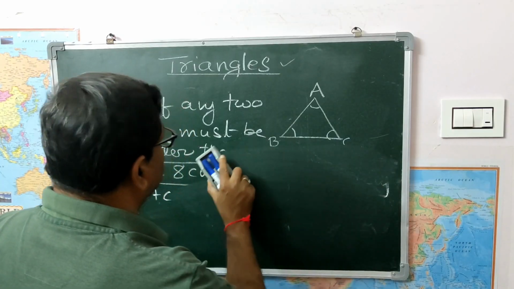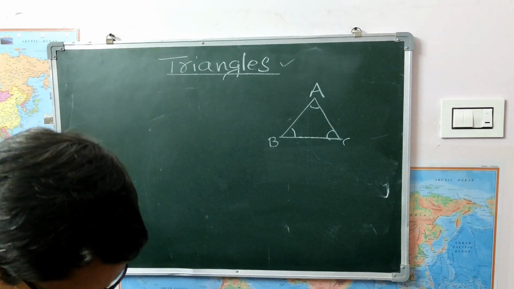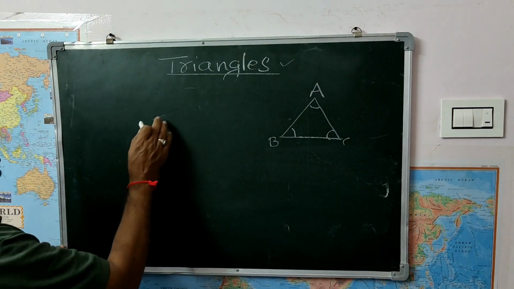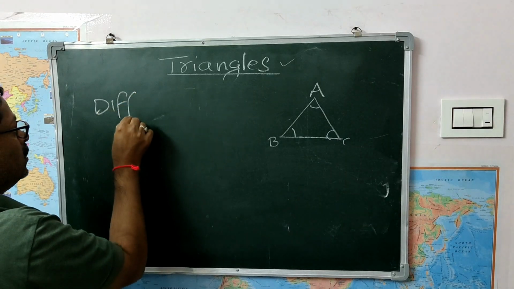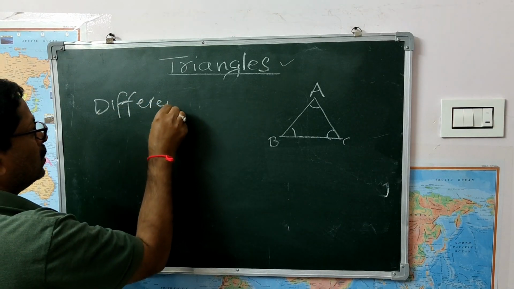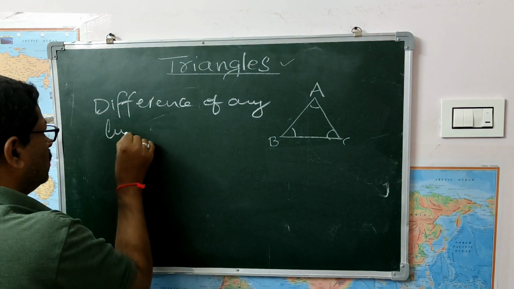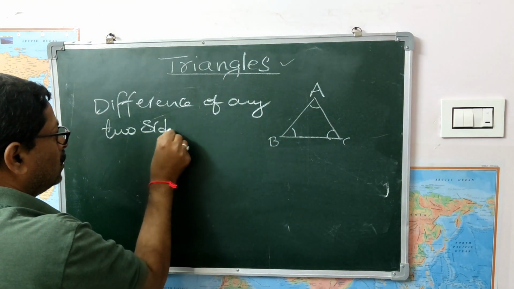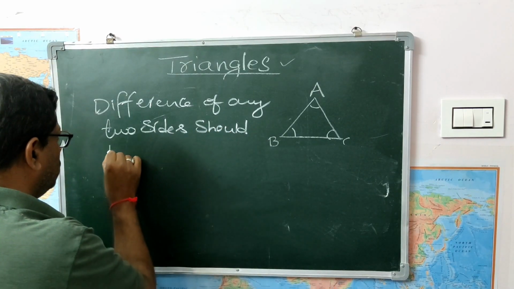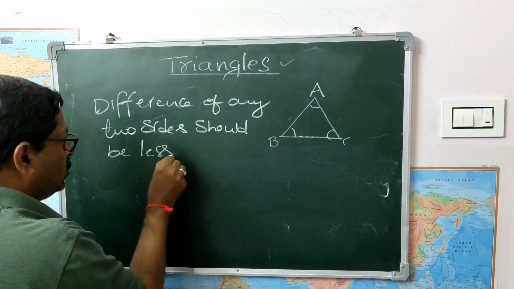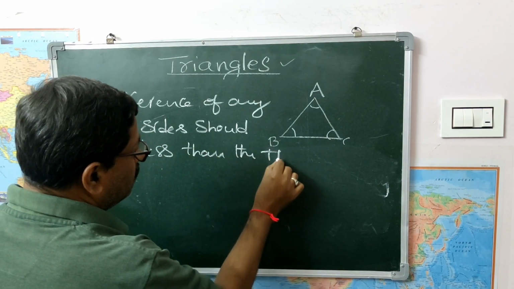Now, let us see the same. Now we have taken the sum of two sides. Instead of that, there is another rule. Difference of two sides. The difference of any two sides should be less than the third side. Less than the third side.